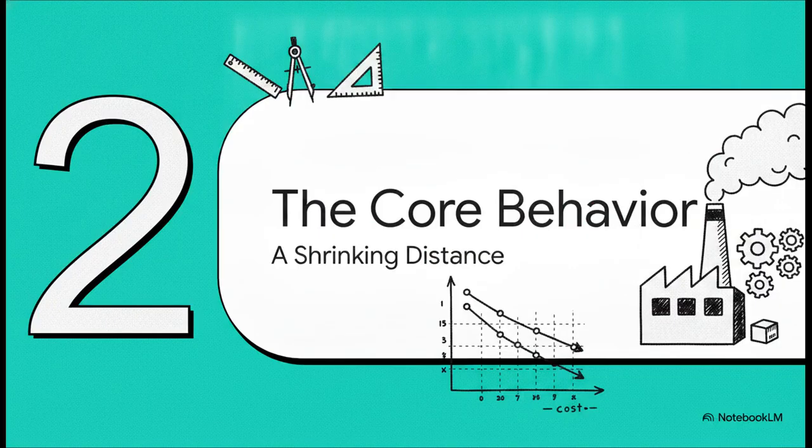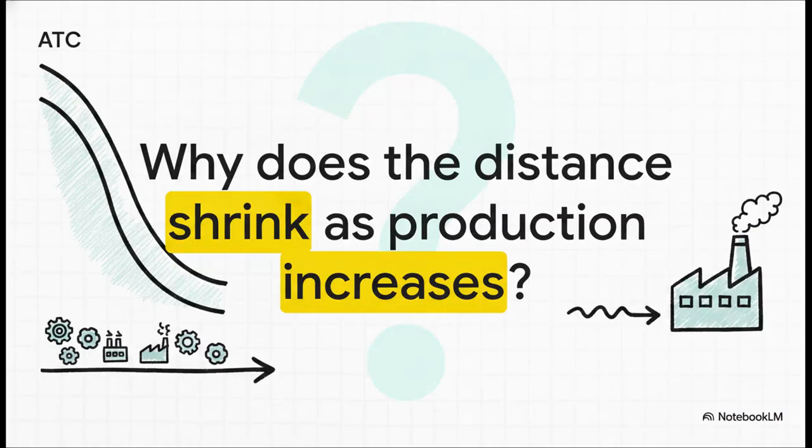Moving right along to section 2, the core behavior, we're looking at a shrinking distance. Now that we've got our defining equation, let's look at a highly specific question. And by the way, this is a classic concept that often pops up for 2 or 3 marks on exams. As a firm's output increases, why on earth do the ATC and AVC curves get closer and closer together? What's the actual physical mechanism causing this gap to close as more items roll off the assembly line?